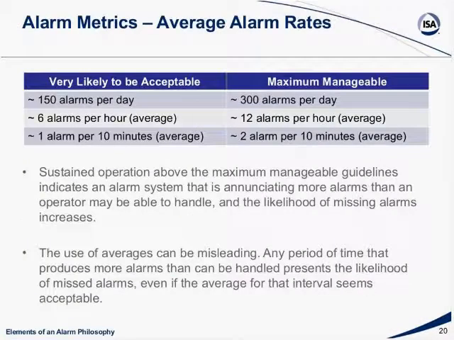So let's talk about metrics, okay? And this is real important. This needs to be part of your alarm philosophy. What are the metrics? Typically you want 150 alarms per day per console position. 6 alarms per hour, that's about right, 1 alarm per 10 minutes, and this is in normal operating conditions, okay?